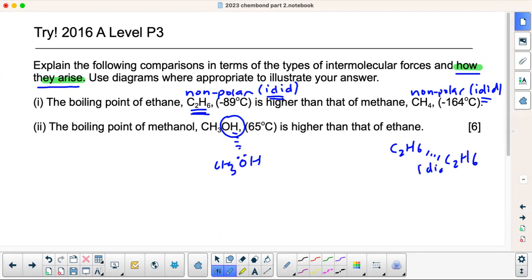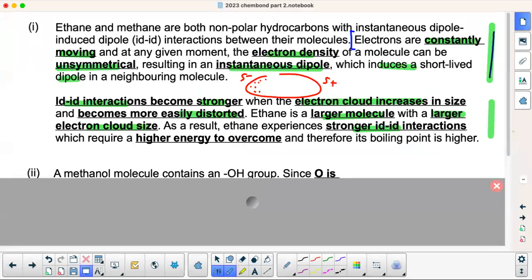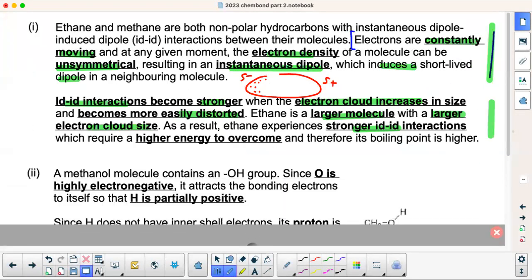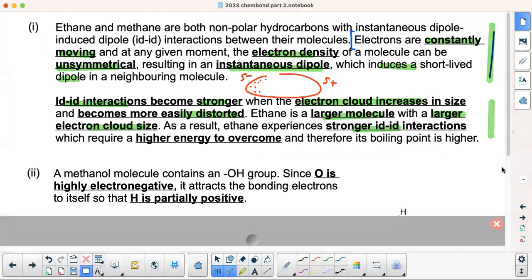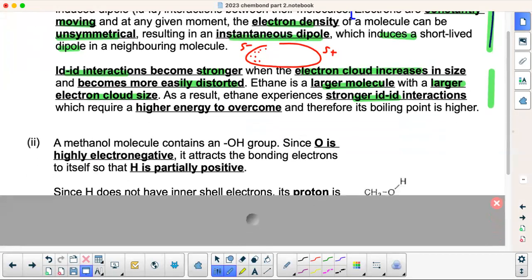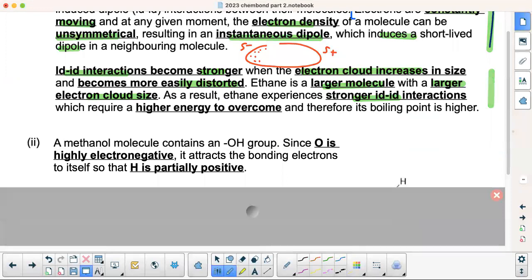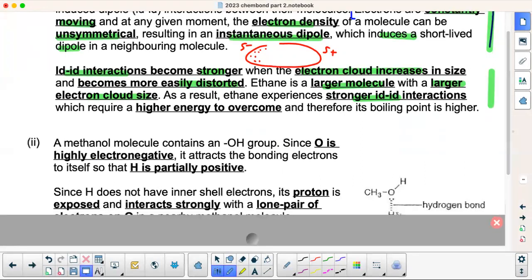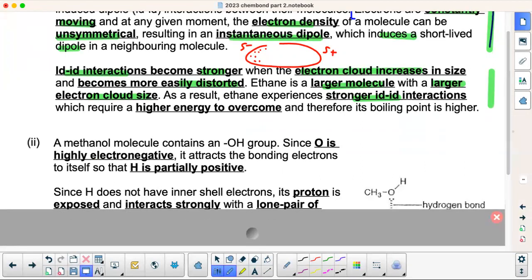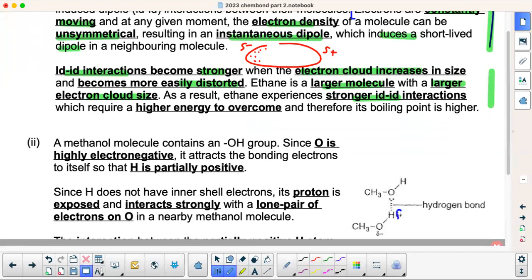Okay, so I think that's about it. So you can just copy down. Methanol consists of an OH group. So I think you're trying to explain how hydrogen bonds arise. So this part here is showing you how H bonds arise. Methanol has an OH group. Since O is highly electronegative, it attracts the bonding electrons, so the H is partially positive. So this explains how hydrogen bond arises.